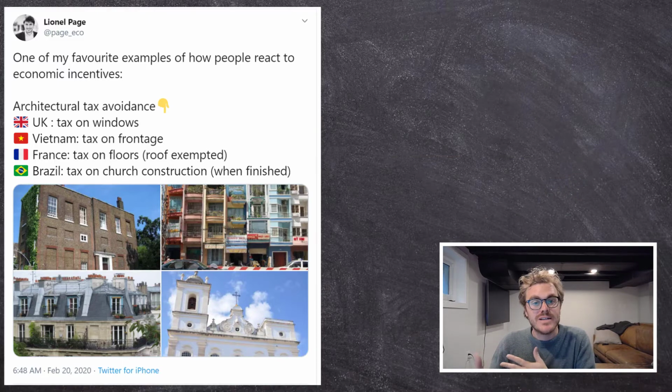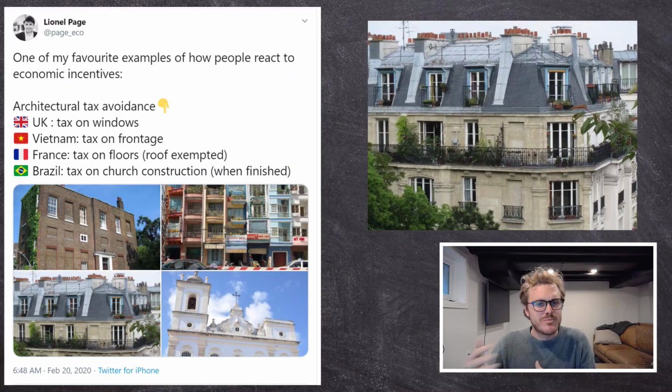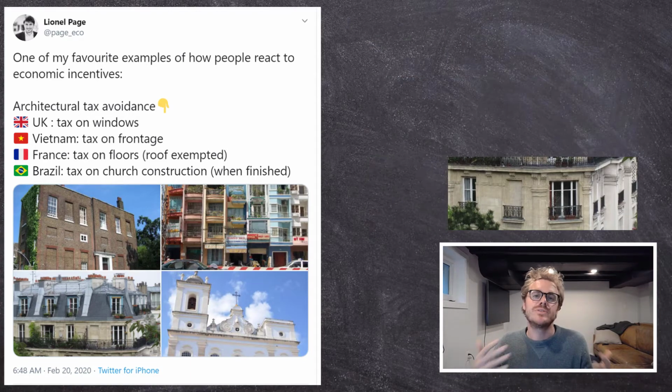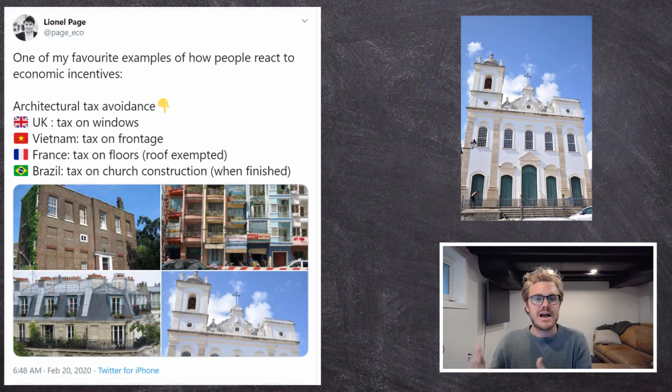In France, there's a tax on floors, but the roof is exempted. People have responded to this by essentially making their roof another floor. And finally, in Brazil, there's a tax on church construction, but you only have to pay that tax once you've finished that construction. Well, that has meant that these churches in Brazil are under never-ending construction.